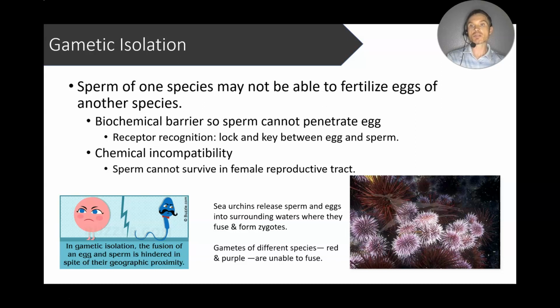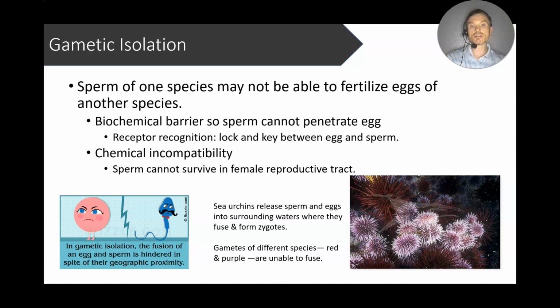So this is where the sperm of one species may or may not be able to fertilize the egg of the other species. So the fusion between the egg and the sperm is hindered even though there is geographical proximity. So a couple of ways that this can occur is a biochemical barrier. For some reason the sperm is unable to penetrate the egg, or possibly a chemical incompatibility. The sperm cannot survive the female reproductive tract and is therefore unable to successfully fertilize the egg.